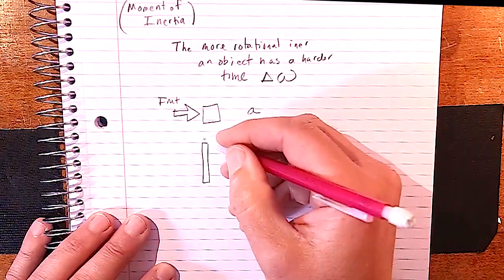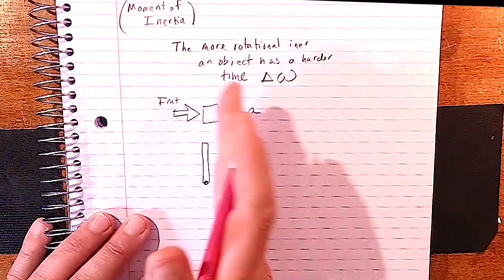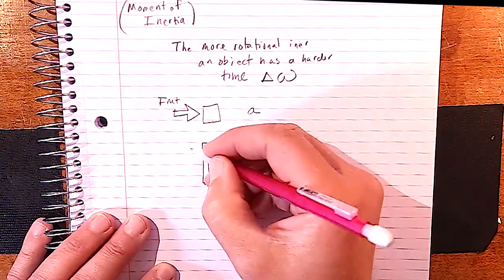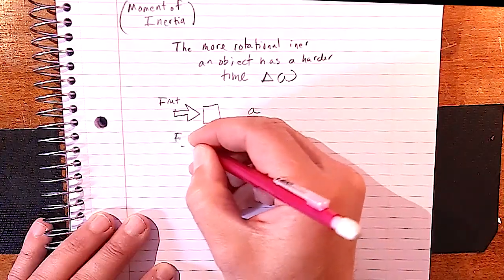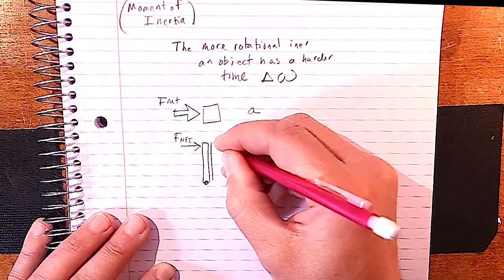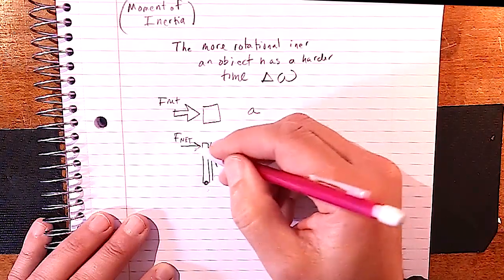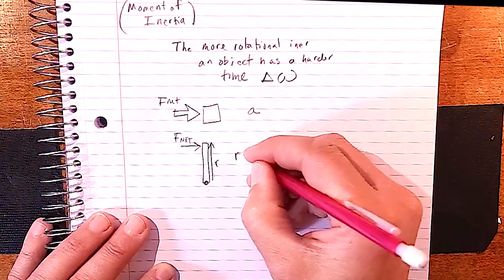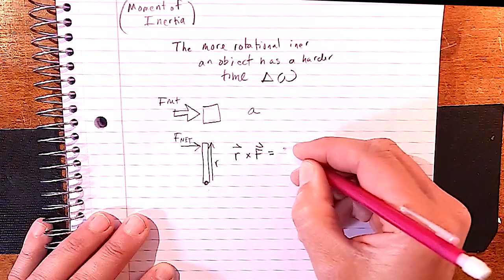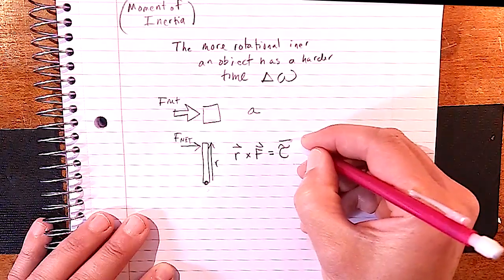So if we have, let's say, a door or something like this that has a hinge, and the door is free to pivot around this axis of rotation, if we apply a net force up here, and this net force is perpendicular to this radius R, then R cross F, R times F, what is that? Well, that is something called net torque. Okay, it's torque, and if it's a net force, then it's net torque. And that is a vector.